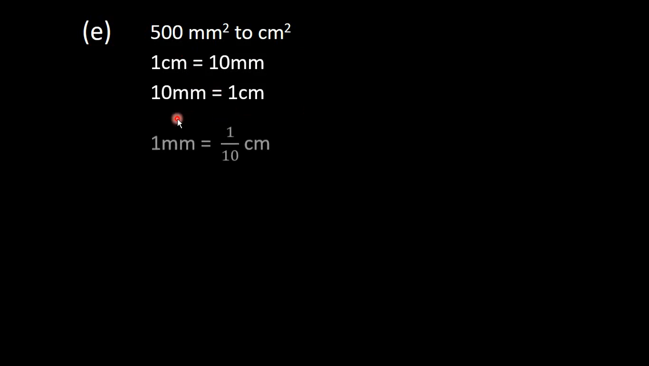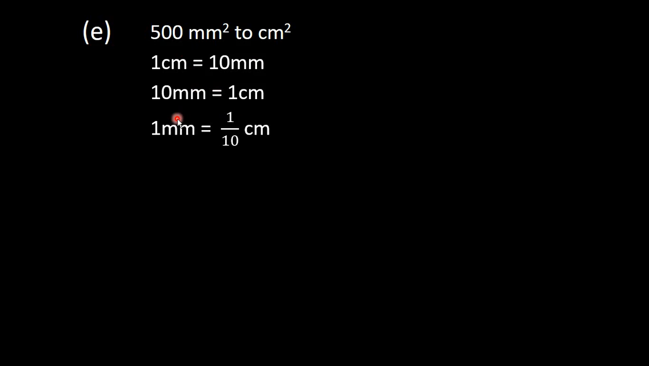We know that 1 centimeter is equal to 10 millimeters. I can also say 10 millimeters is equivalent to 1 centimeter. I've just simply interchanged this. Now, what about 1 millimeter? 1 millimeter is going to be 1 over 10 centimeters.